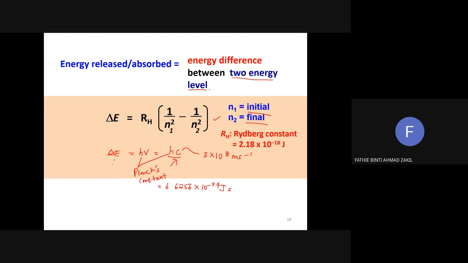Dan delta E ni juga kita panggil dia as energy of photon. So benda yang sama lah. So kalau disuruh calculate energy difference between two energy level, you should use this formula to calculate that.